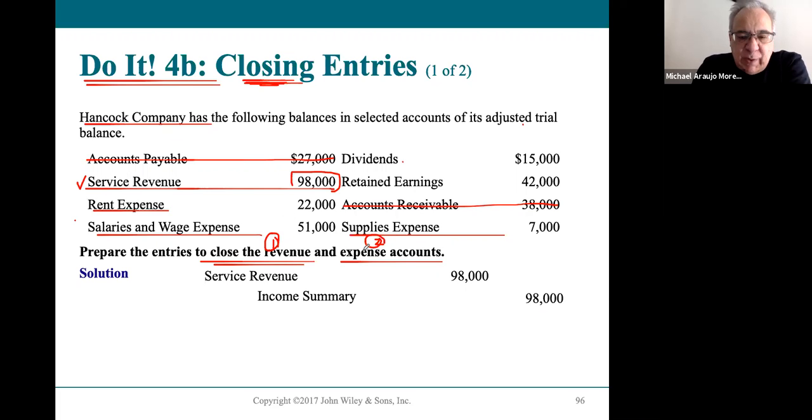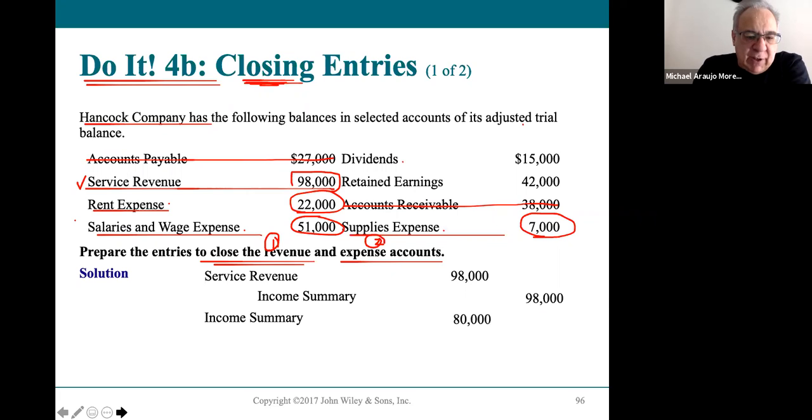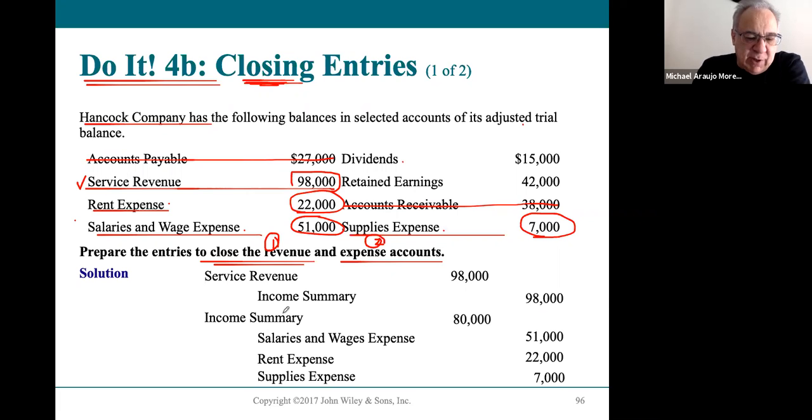Okay. So the second thing is we close all these expenses. We have a lot of expenses, and all these balances in the accounts are sitting on the debit side. So to close each expense, it requires a credit to each account. The total amount of expenses is going to go into income summary. So each individual expense account gets a credit. The total goes in income summary.